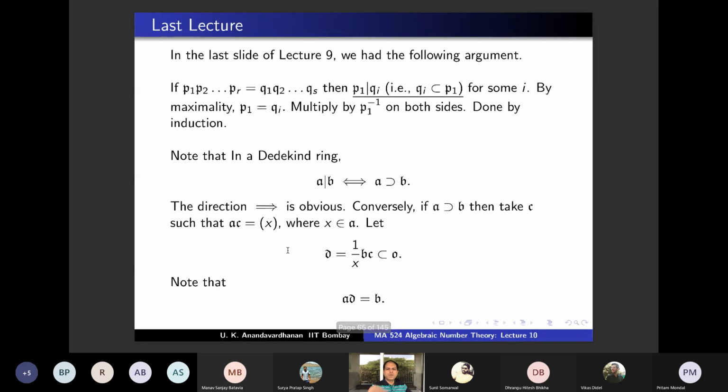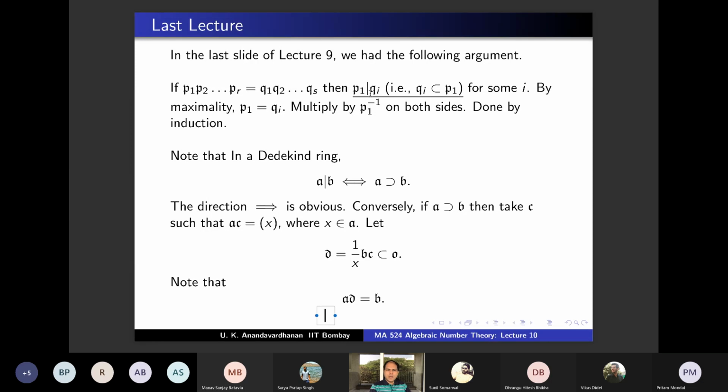So note that AD equals B. So you have shown the other way. If A contains B, because you are in a Dedekind ring, you have this property, and using that you could give a D such that A times D equals B, showing that A divides B. So this will be the definition of A divides B: there is something so that B equals A times that.